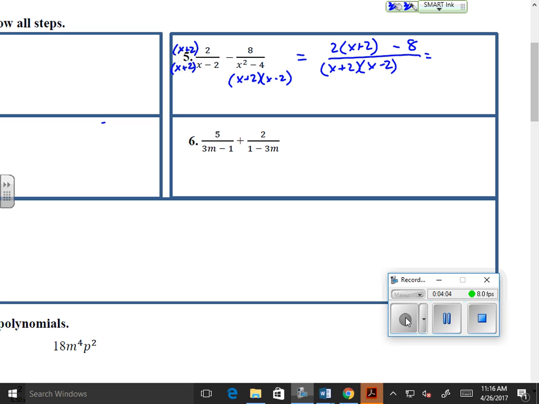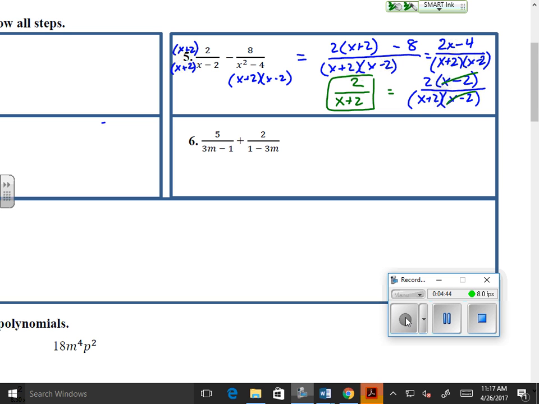This numerator simplifies into 2x plus 4 minus 8 becomes 2x minus 4 over x plus 2 times x minus 2. The 2x minus 4 in the numerator, you can factor out a 2. You get x minus 2 left over, and that will cancel with the x minus 2 in the bottom. And so my final answer is 2 over x plus 2.